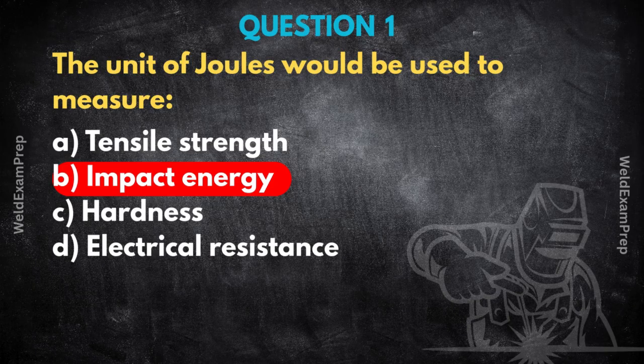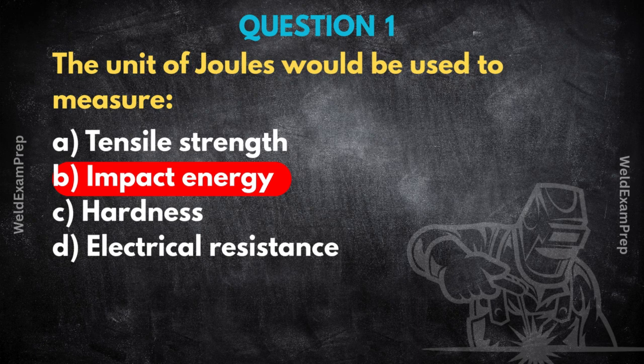Makes sense. And just to contrast quickly, tensile strength, that's about resisting being pulled apart, usually measured in pascals or PSI. Hardness is resistance to indentation or scratches, think Rockwell or Vickers scales. And electrical resistance, that's obviously about how much it fights electric current, measured in ohms. So joules fits perfectly with impact energy, that resistance to sudden shock.